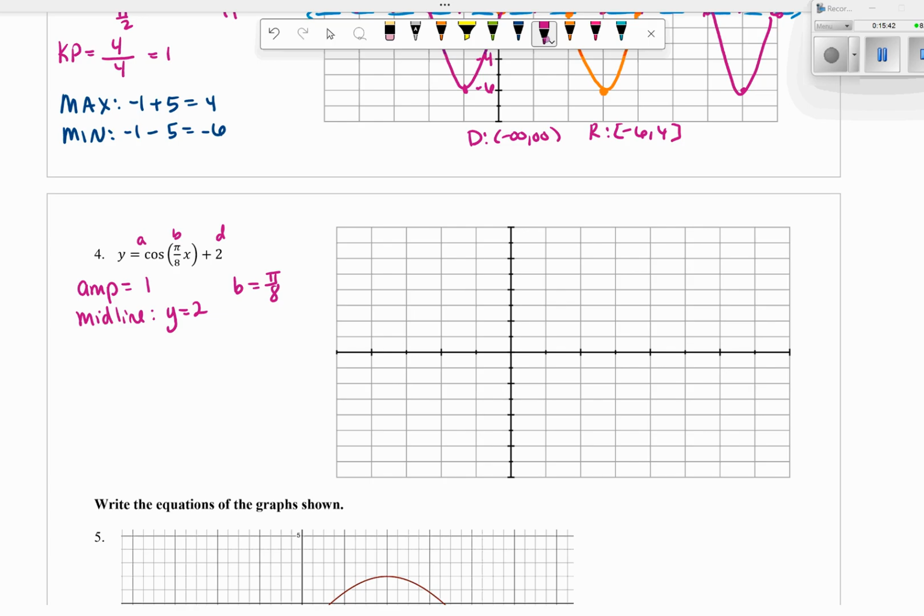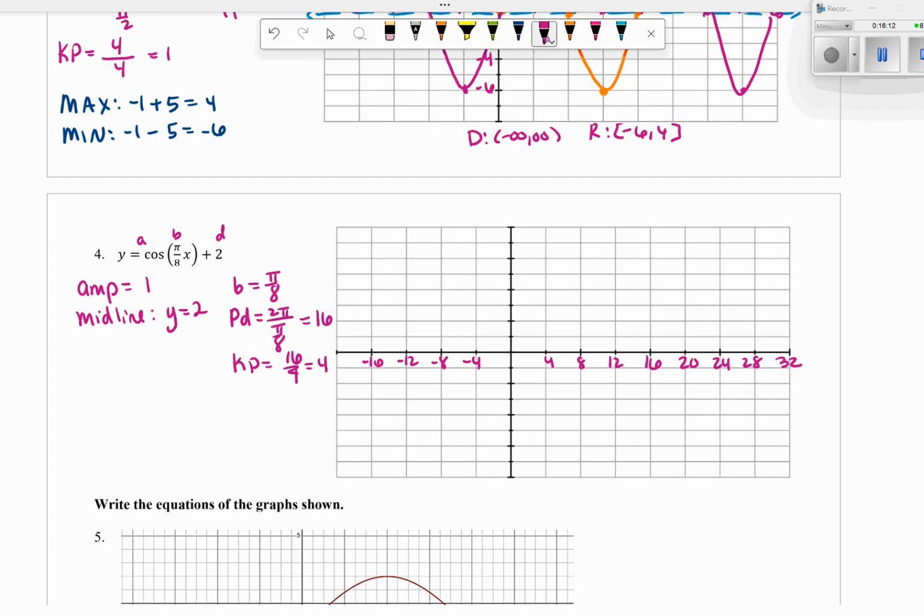And then your period would be 2 pi divided by pi over 8. When you do keep change flip, the pi's cancel out to leave you with 8 times 2, which is 16. That's nice because then the key points are going to be 16 divided by 4, which is just 4. So this would be 4, 8, 12, 16, 20, 24, 28, and 32.